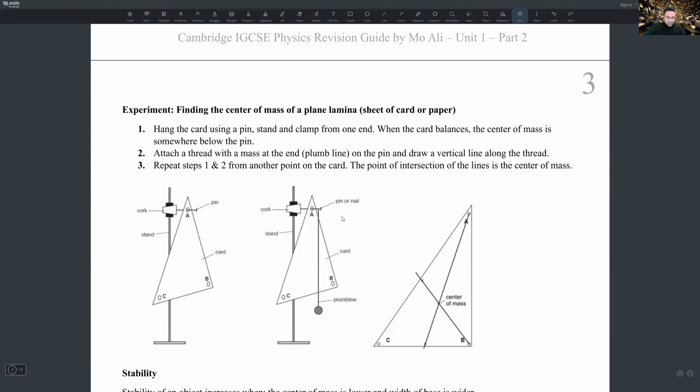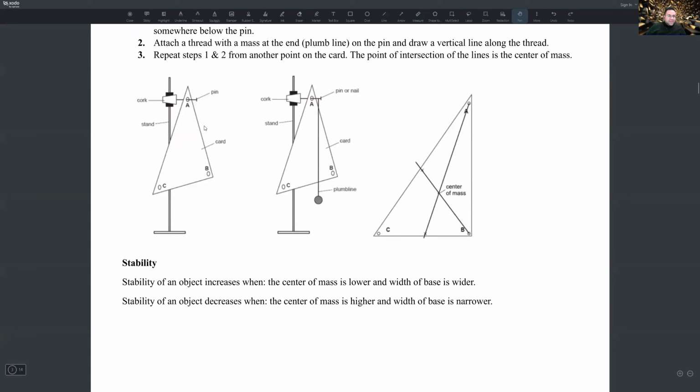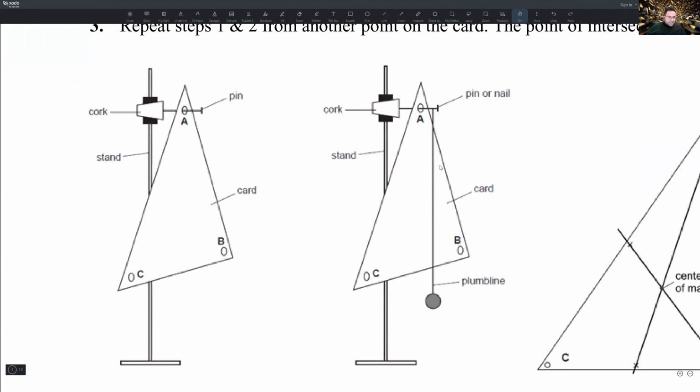You take that sheet of paper and you hang it from a stand with a pin. Make sure it's free to move. So you literally pierce the sheet of paper and allow it to hang and move freely. And once it comes to rest, the center of mass will be somewhere along this line. We know it will be somewhere on this line because it came to rest. As long as the center of mass is below the pivot, which is your pivot, it won't rotate.